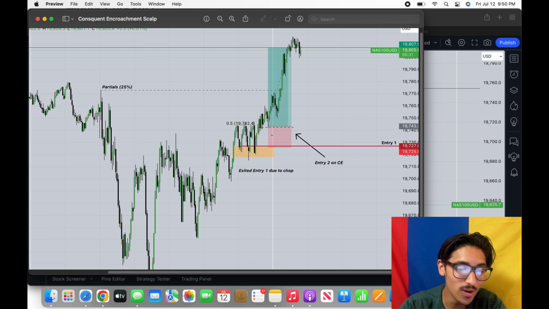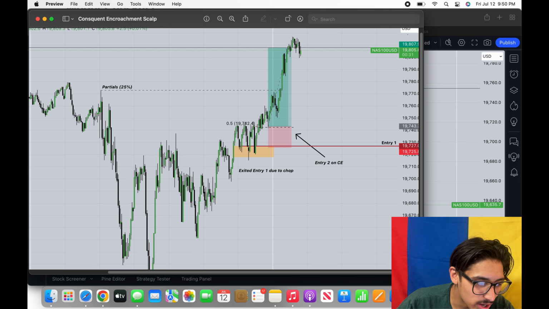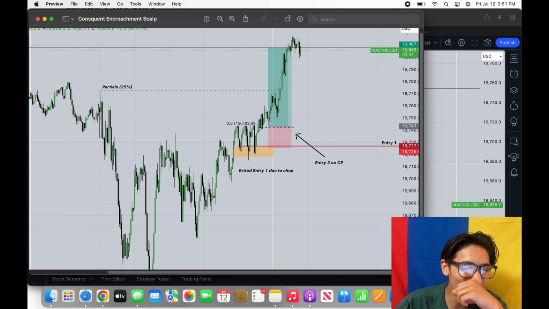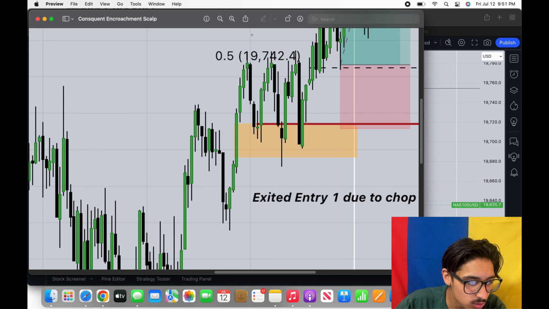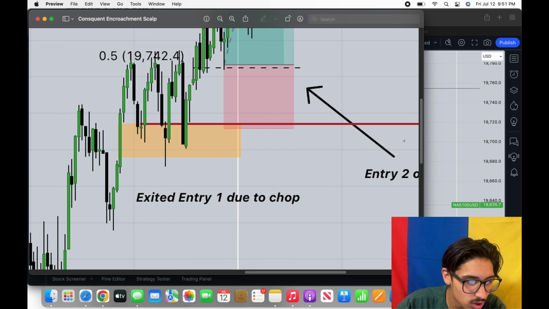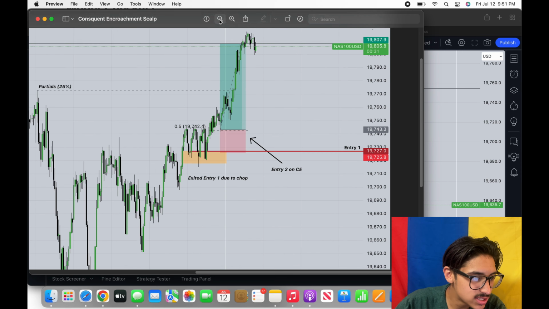But entry 2, this is where I used the consequent encroachment strategy. Right here, you see this wick? You measure the start of that wick to the end. The 50% level of that wick is consequent encroachment. Look at price. It fully trades down into it and respects it perfectly. Look at that beautifulness. Then I take off.